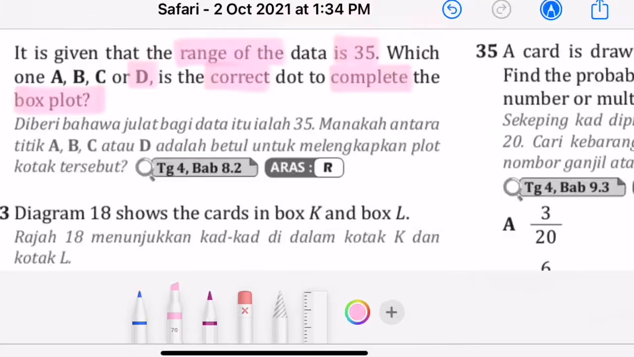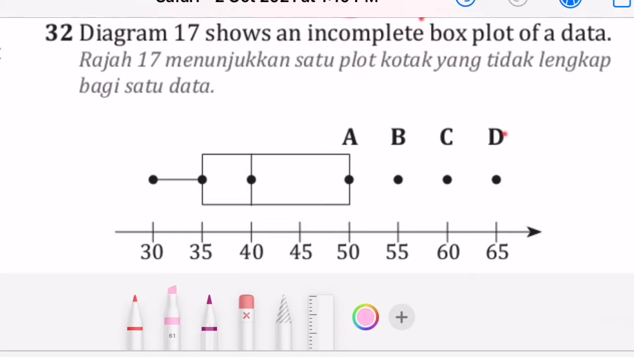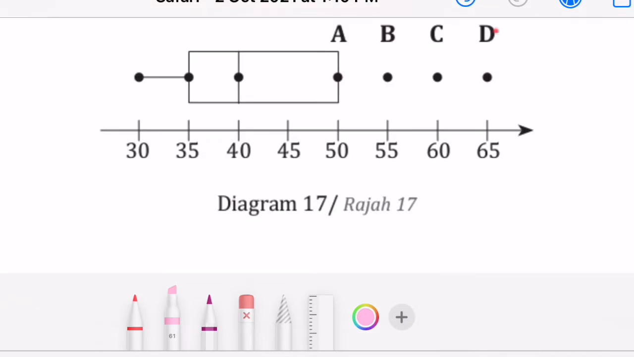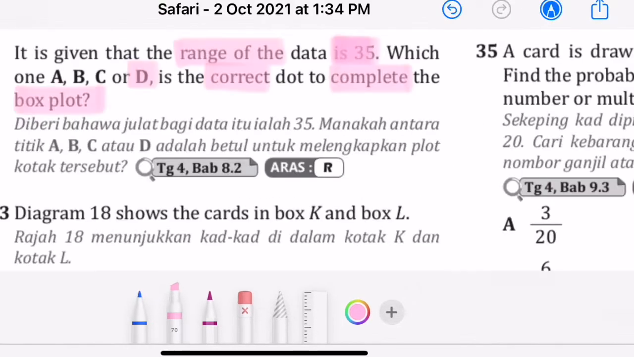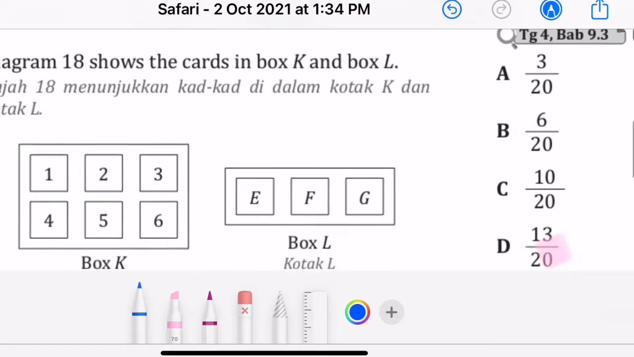Question 33. Let's see what the question asks. So we have to take the maximum minus the minimum. So the answer is D for question 33.